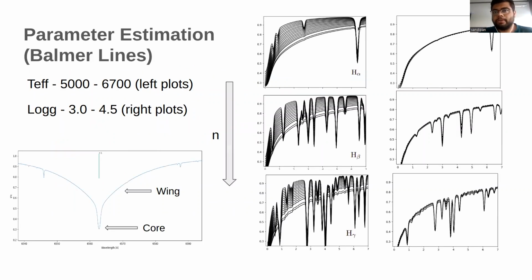Here is a plot of a Balmer line. As you can see in the lower part here, the Balmer line can be divided into two parts. One is called the wing and another is called the core.